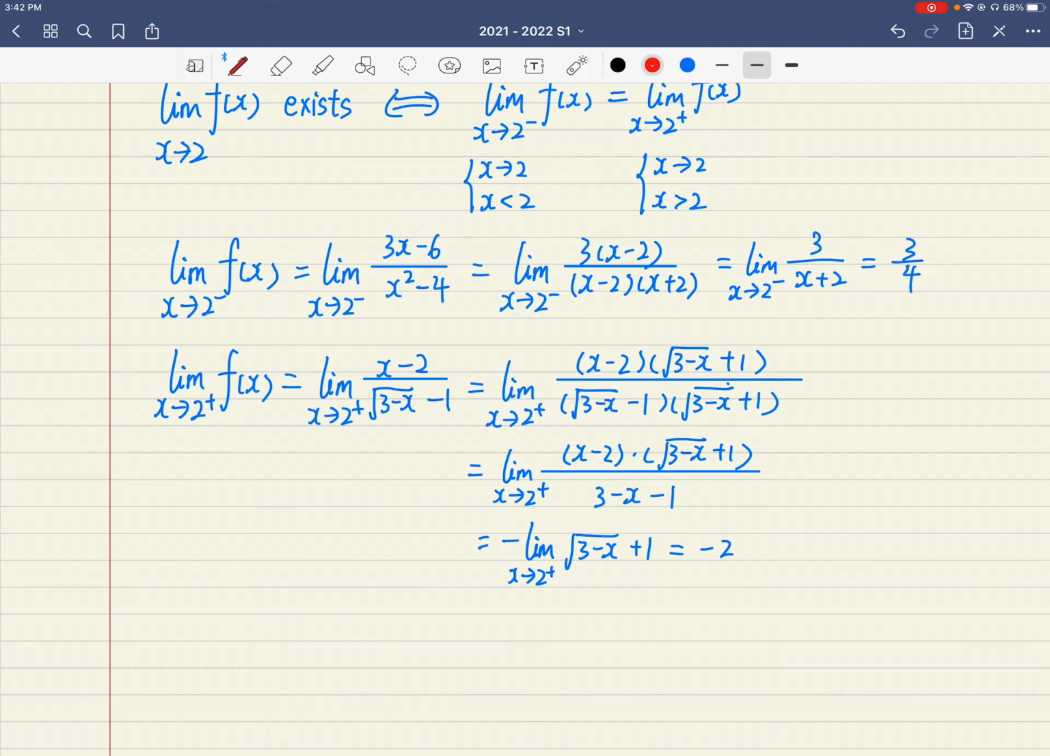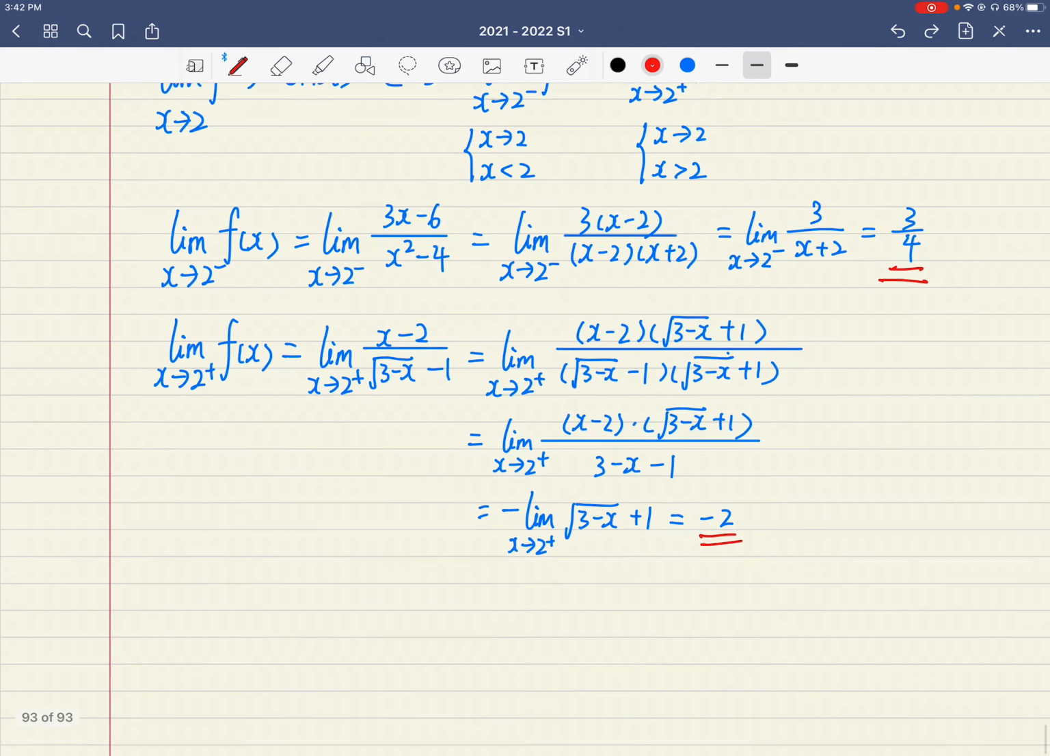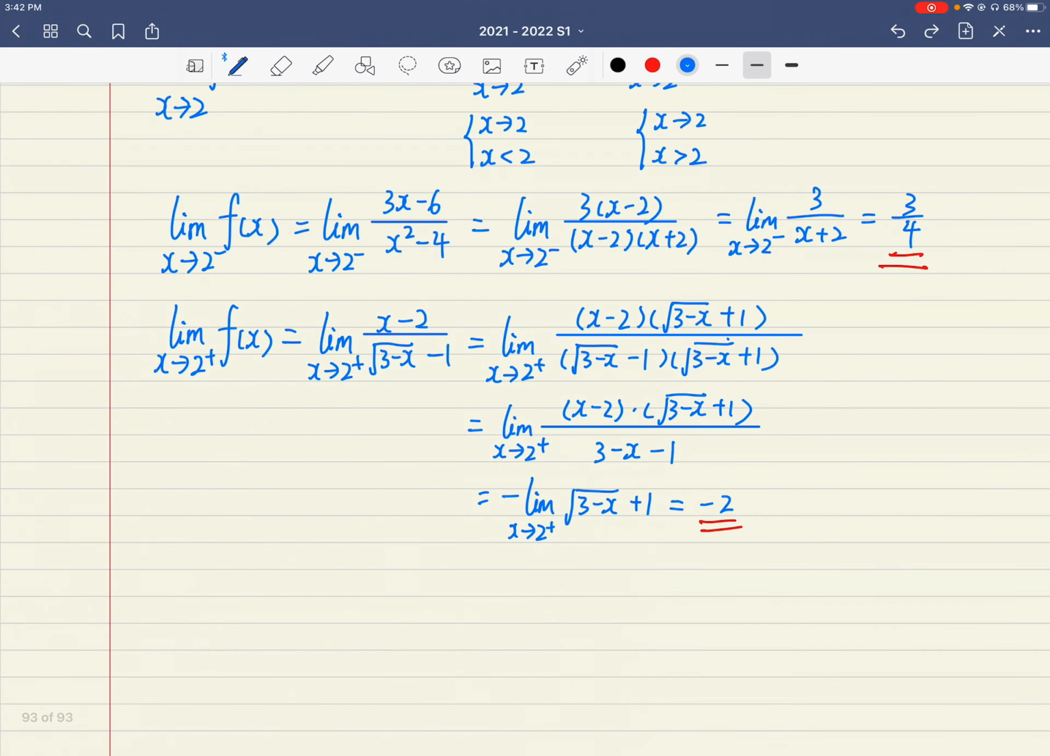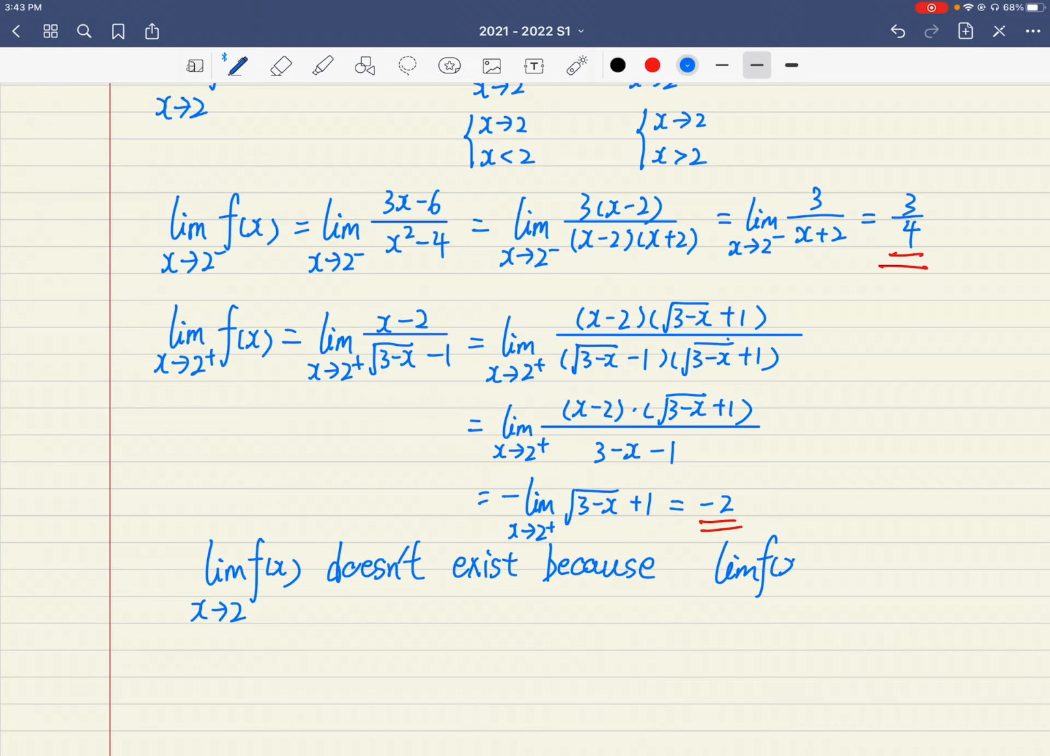So here it's quite clear the limit from the left, which is 3/4, is different from the limit from the right. The limit from the left is different from the limit from the right. That's why this limit doesn't exist, because the limit from the left is different from the limit from the right.